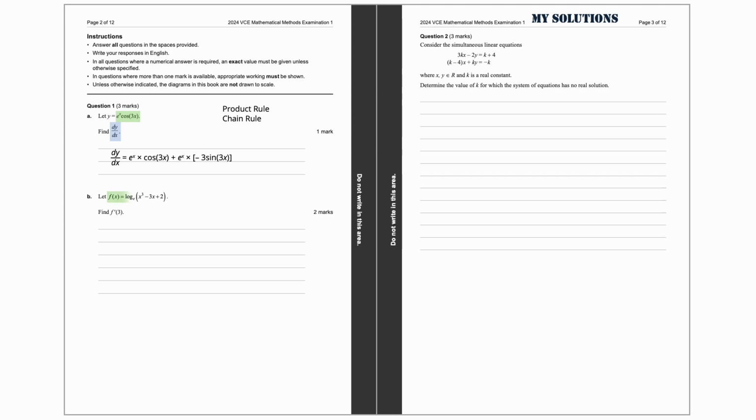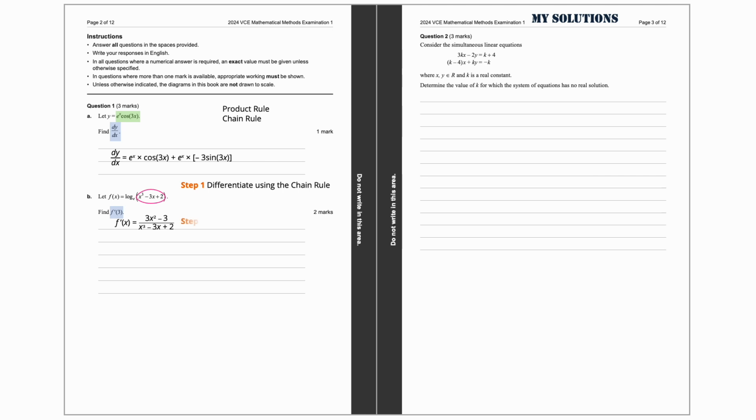Part B. Let f of x equals log in base e of x cubed minus 3x plus 2. The question is asking to calculate f dash of 3. Step 1. Differentiate using the chain rule. So we are going to differentiate the inside function and then the log function. So this gives us 3x squared minus 3 over x cubed minus 3x plus 2.